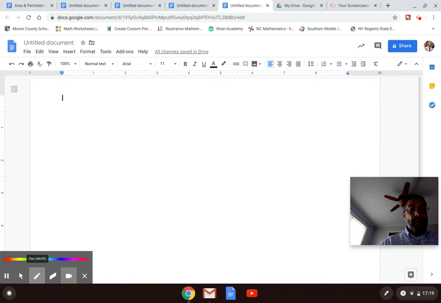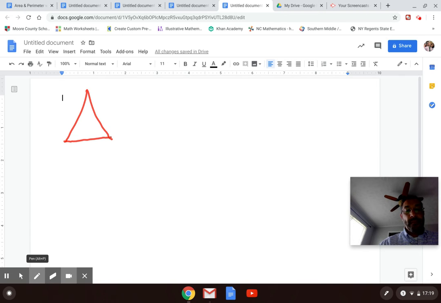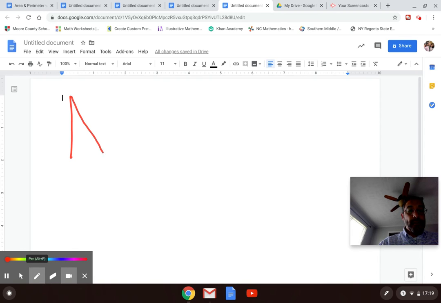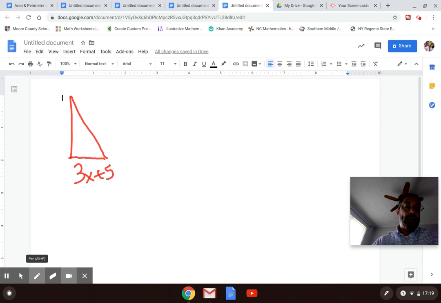Now let's suppose I had a triangle. Actually, let me draw a different triangle. So let's suppose my base for this triangle is going to be 3x plus 5. And my height for this triangle is going to be 3x.